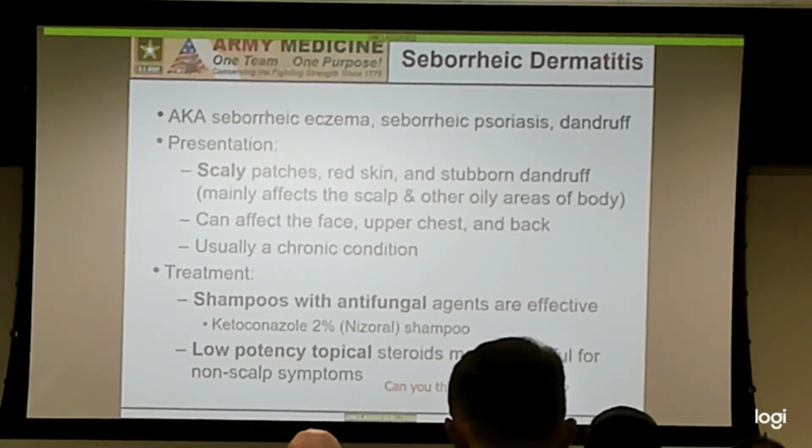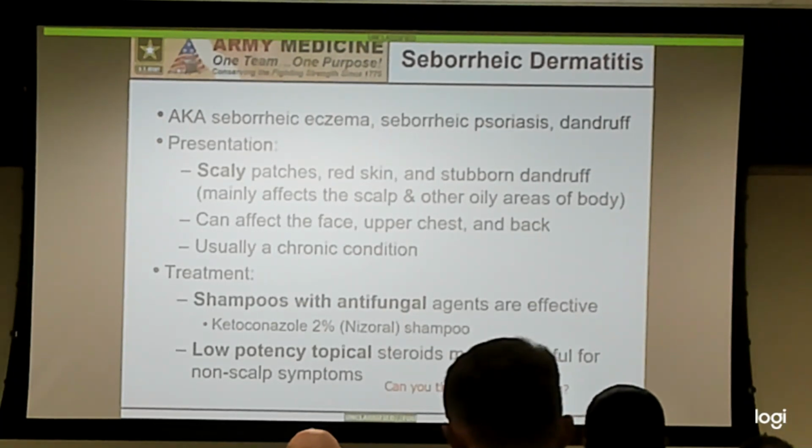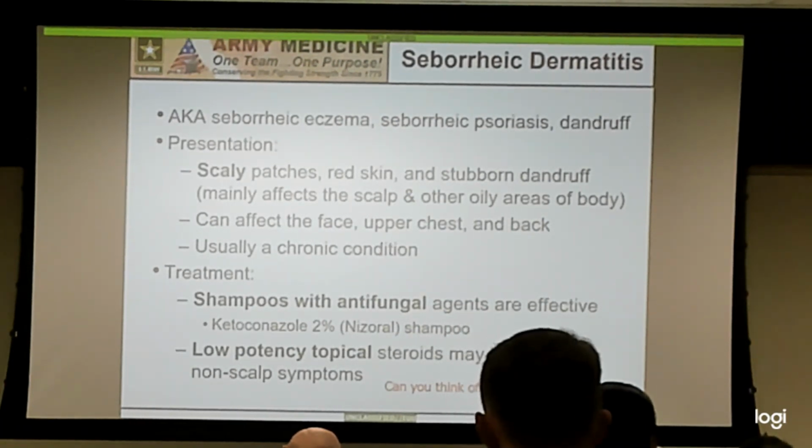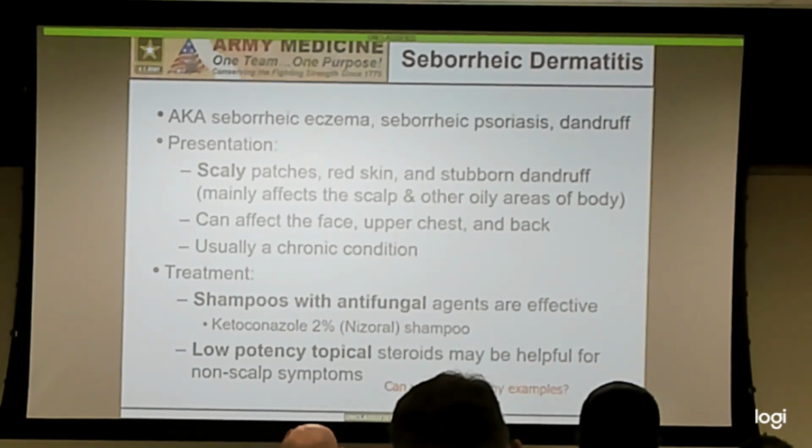So our treatment, we have our shampoos with our antifungal. So you know about the ketoconazole shampoo, right? They put it on and they leave it in for at least 5 minutes before they're rinsing it off. They can also do this on their skin. The same rule applies. If they're using it for their back or their chest or on their body, not just their hair. So this shampoo can be used in other places besides your hair. They need to make sure that they're not rinsing it off for at least 5 minutes. You also have your low potency topical steroids that can be used in these situations.